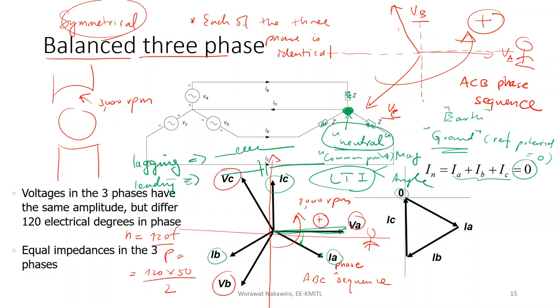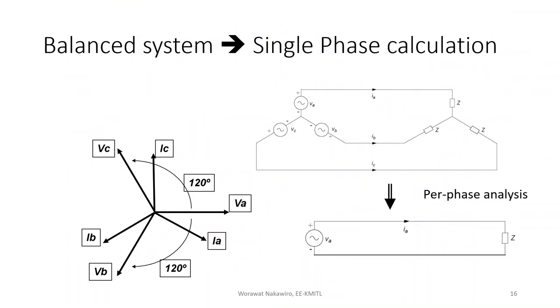In this case, you write it as a verbal expression, and you remember you have to read it. The neutral current is zero in balanced system, balanced three-phase system. All right, neutral current is zero in balanced three-phase system. Okay, all right, now this is the explanation I have said already.